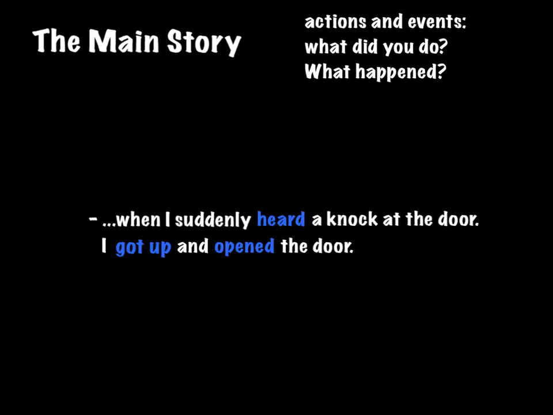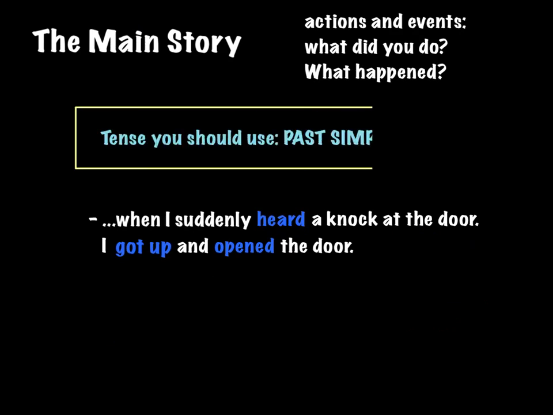The main part of the story is the main actions and events. So the two questions you need to ask yourself are, what did you do and what happened? For the main part of the story, the tense we should use is the past simple. So if we go back to our story, we have three main actions. First, I heard a knock at the door. Then, I got up. And last, I opened the door.